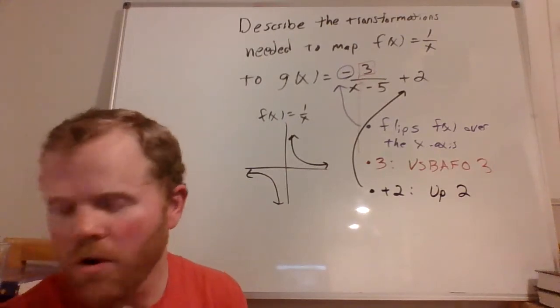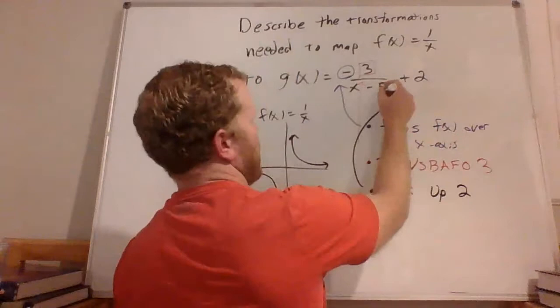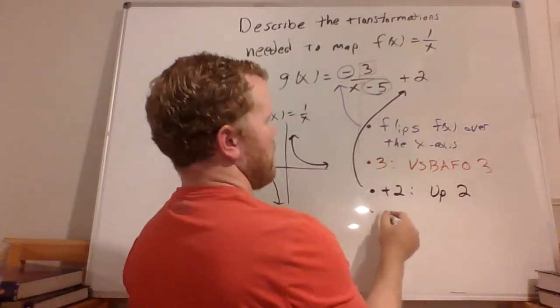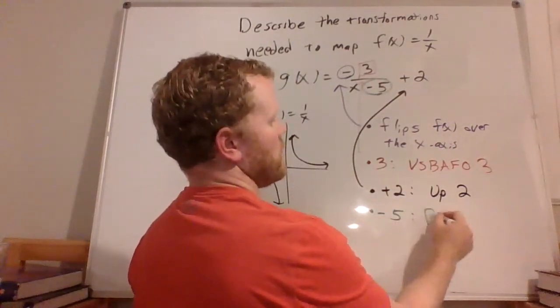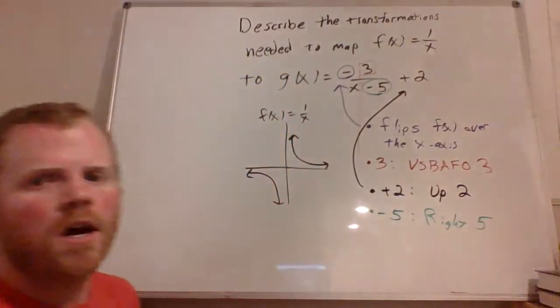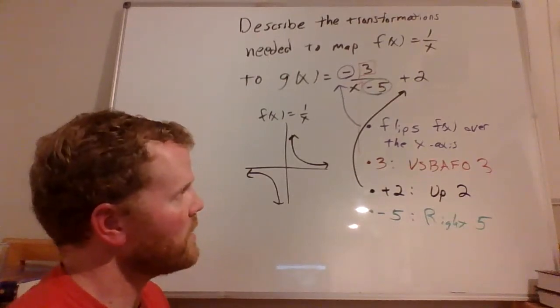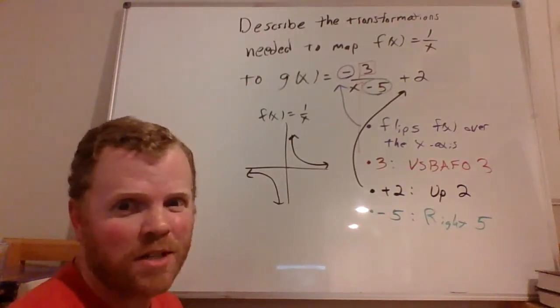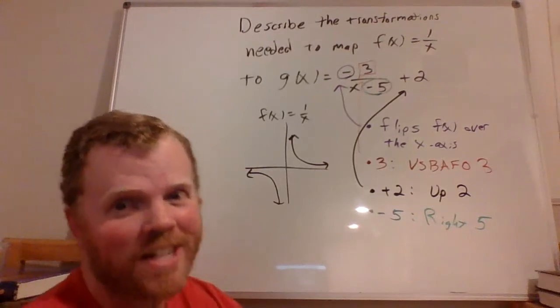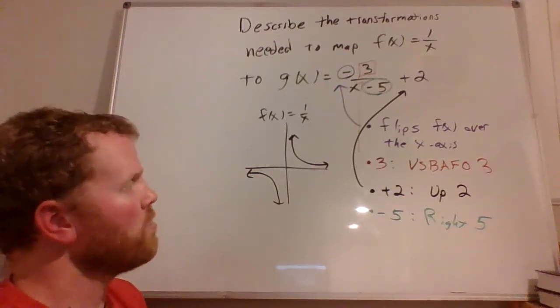The one thing you hopefully noticed that we have not covered yet is this minus 5. So that minus 5 sends us to the right 5. Hopefully you remember the big catchphrases on our transformation rules. Inside stuff is horizontal and backwards. That's why minus 5 sends us to the right 5, not to the left 5. Outside stuff is vertical and normal. So 3 makes us bigger.